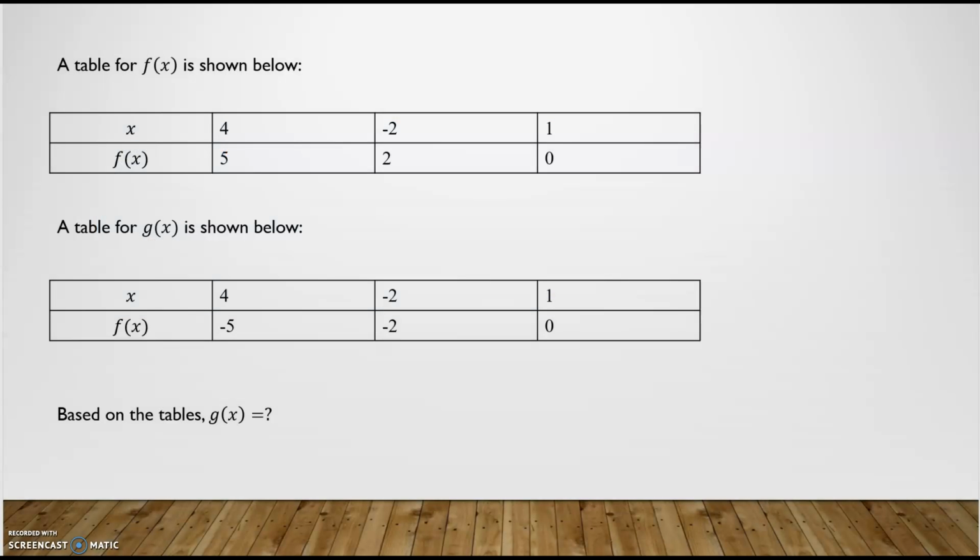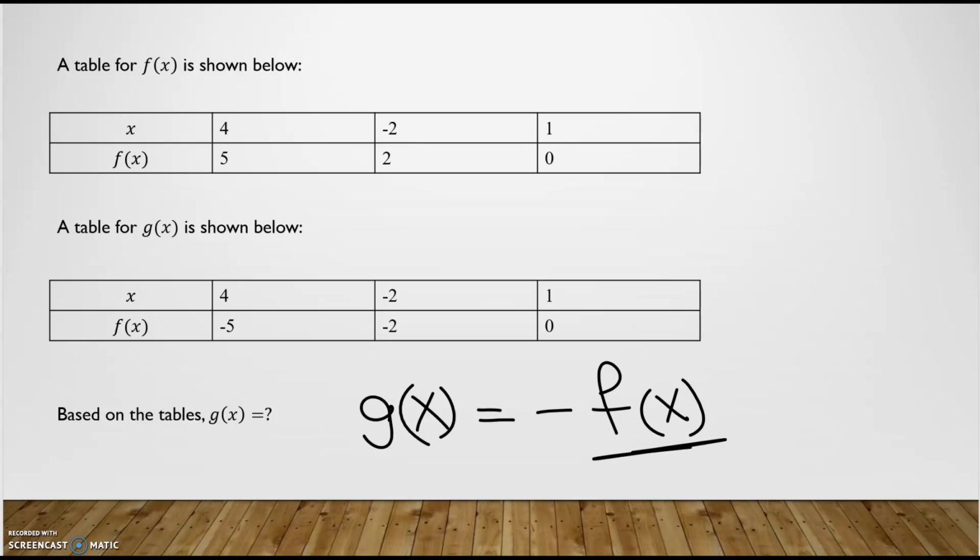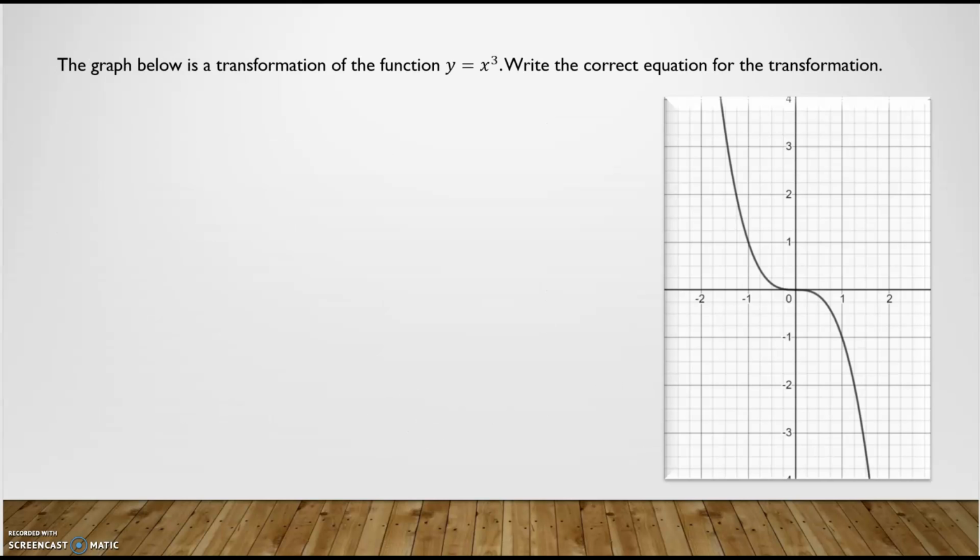So what we have here is g of x is equal to negative f of x, because all of our y values change. And remember, f of x is just a really fancy way of writing y. Okay, so let's look at this.